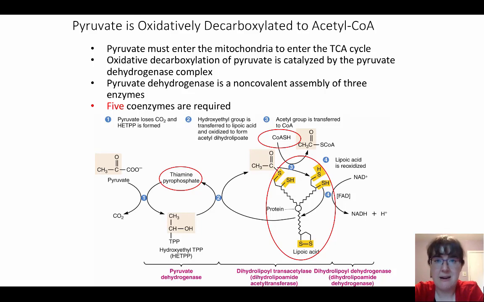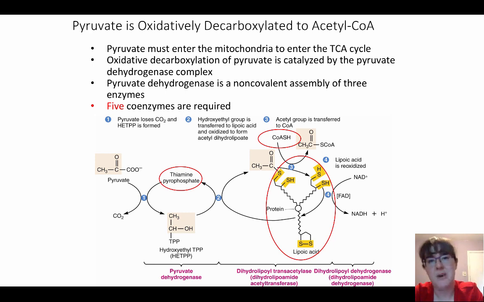In order to first deal with pyruvate, first it has to enter the mitochondria. Once it enters the mitochondria, then it can actually get into that citric acid cycle, but that's where all of those enzymes are. The very first thing we're going to worry about is that decarboxylation of pyruvate, and that's going to occur through a couple of different things.